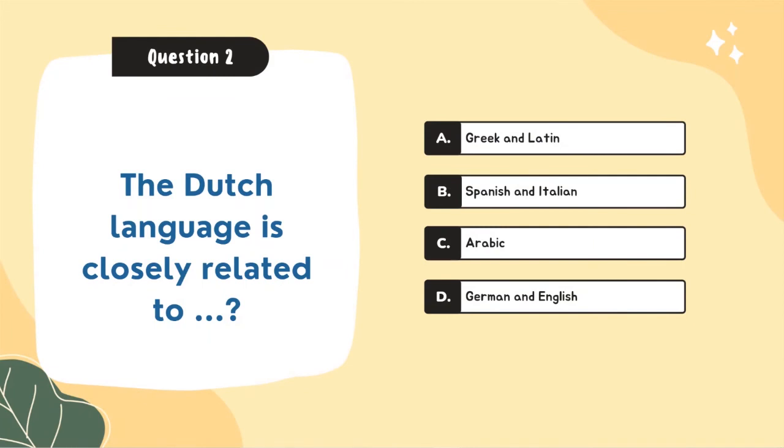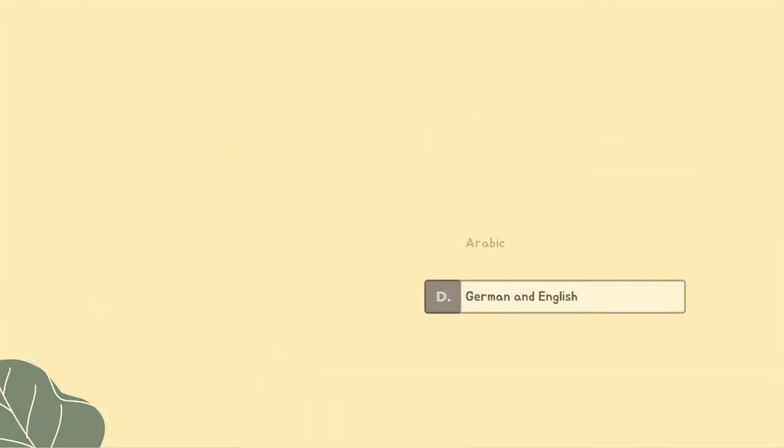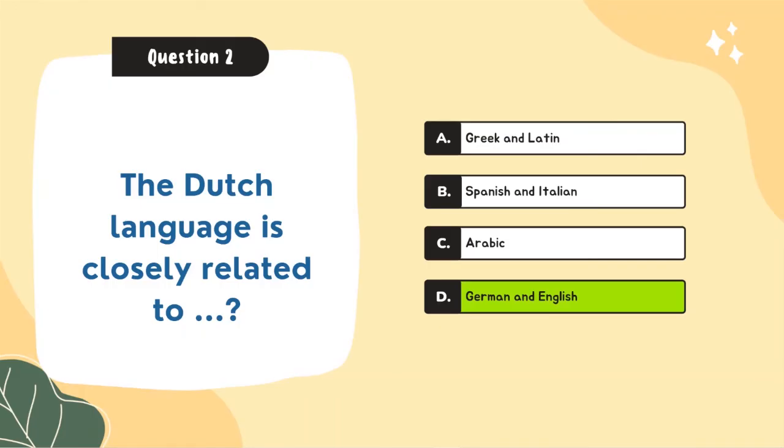The Dutch language is closely related to, what is the answer again? Do you remember? Is that A, Greek and Latin? Or is it B, Spanish and Italian? Is it C, Arabic? Or is it D, German and English? So think about it for 3 seconds and then I will tell you. Here we go. And the answer is, of course, D, German and English.